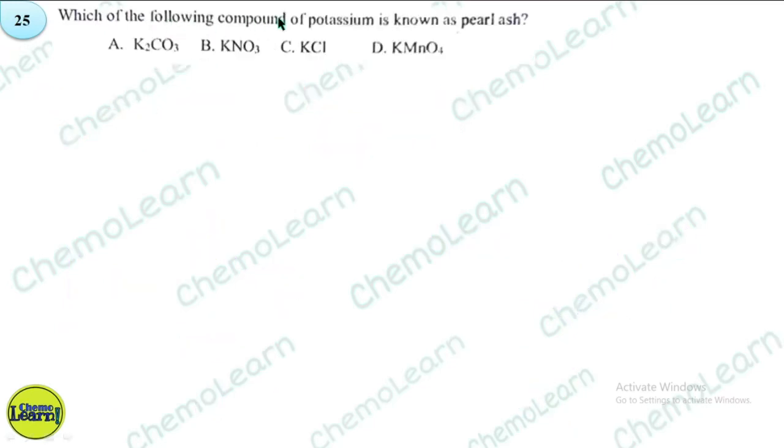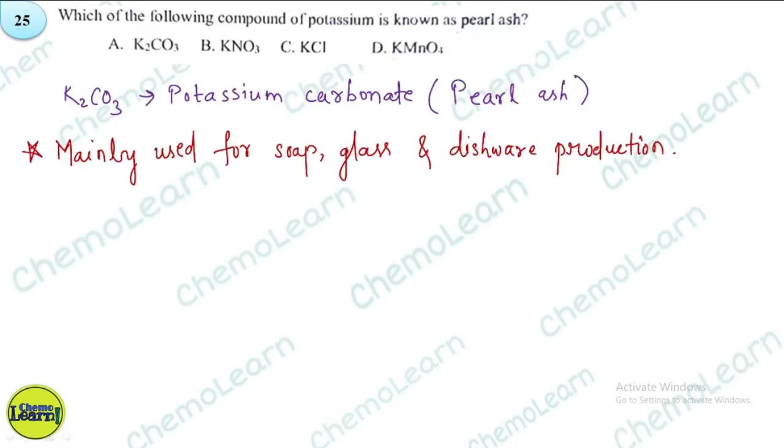Which of the following compounds of potassium is known as pearl ash? K2CO3, KNO3, KCl or KMnO4. You have to remember that K2CO3, potassium carbonate, is known as pearl ash, and it is mainly used for soap, glass and dishware production.